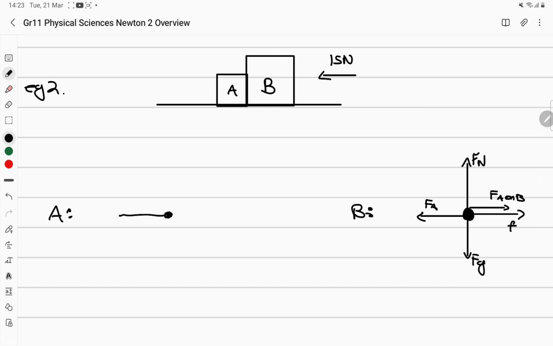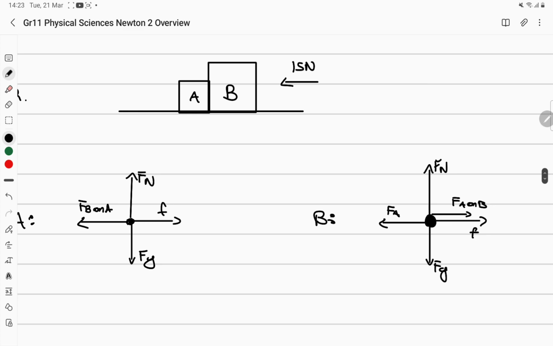A has a force being applied to it to the left, and that is force B on A, not the applied force. The applied force is only in contact with that B block. Same as before, we have Fn and Fg, and we're just going to assume friction exists everywhere. So those are the two free body diagrams for these.